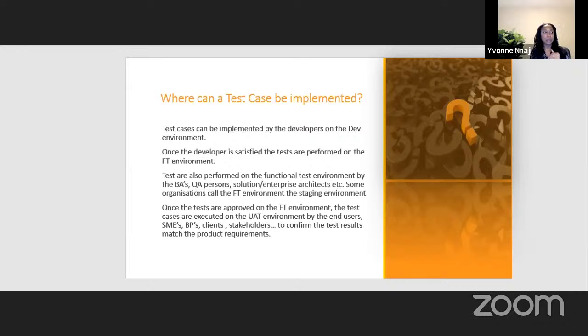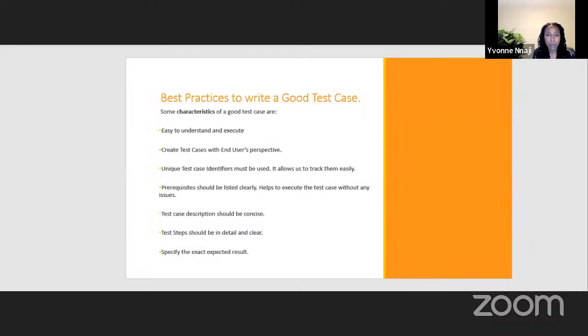Now, once the tests have passed on the UAT and they're approved by the stakeholders, all the changes and updates can then be moved to the production environment. However, bear in mind that you don't execute tests or test cases on the production. You can use the test case to confirm steps, but don't execute them on the production environment. Always do it on the functional test environment, okay? So moving on.